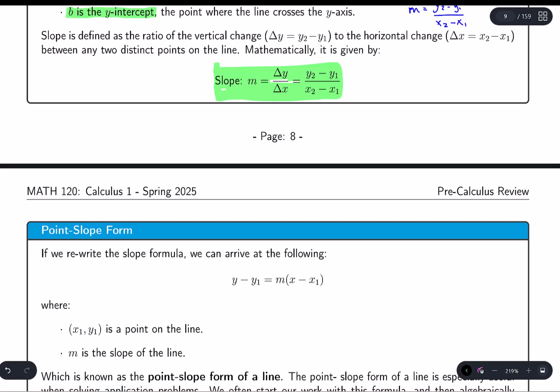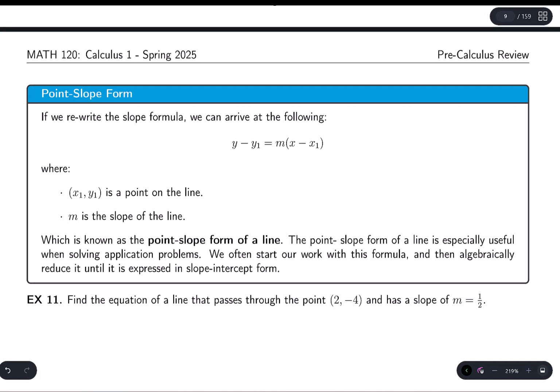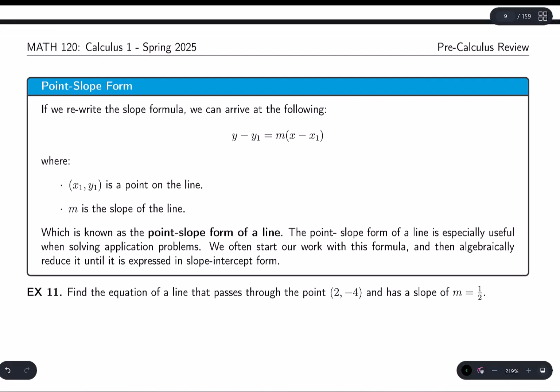And understanding that, we can actually come up with another line equation, which is extremely important. Of all the line equations, this is probably the one to know the most. This one right here is called the point slope form. It allows you to take some point on the line and a slope, put those together, and come up with the equation of the line.